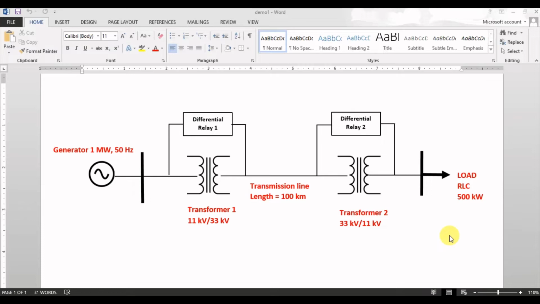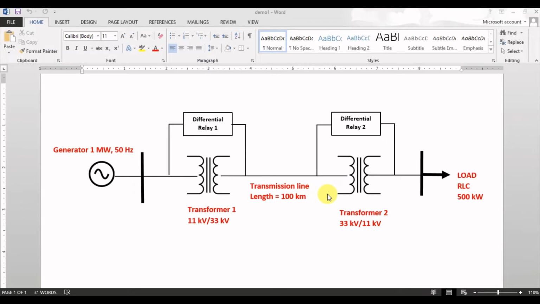So as you can see, the basic electric power network is composed of generation, transmission line and distribution. Besides that we also have some transformers, step up transformer and step down transformer. So assume that we want to design a complete protection scheme for this transmission system.